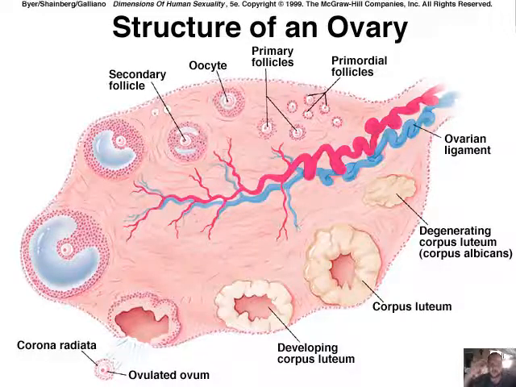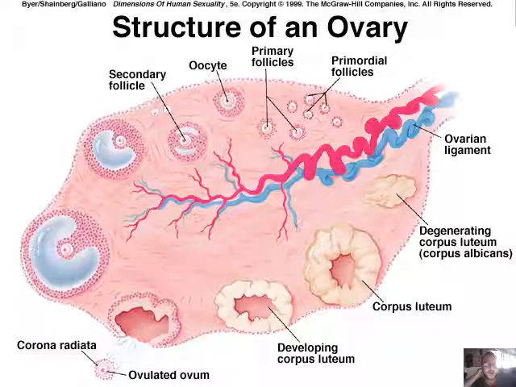The body is going to turn it into a corpus luteum, and that corpus luteum is going to produce progesterone until the baby starts producing the progesterone. If that happens, then the pregnancy will continue, and if it doesn't, sometimes some women will lose the pregnancy.